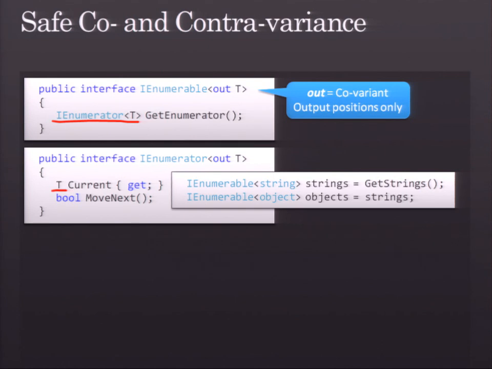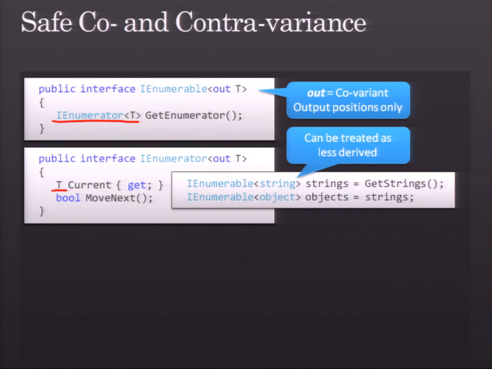And because T is restricted to output positions only, we know that we can safely treat type arguments in this position as being less derived. So an IEnumerable of string can now safely be treated as an IEnumerable of object. And that gives us covariance. That gives us safe covariance because there's no place here where something could go wrong from a typing perspective.